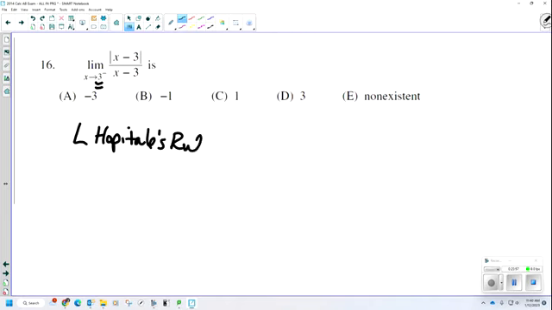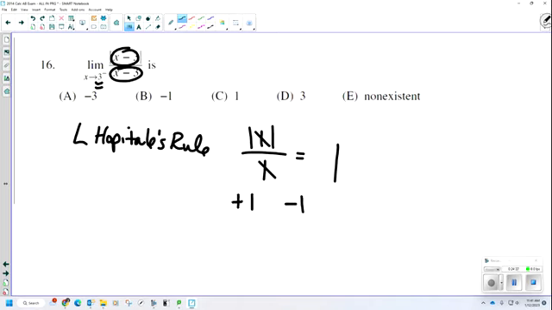And what that tells me is I take the derivative of the top and the derivative of the bottom separately. Okay? The derivative of the top is just 1. The derivative of the bottom is also 1. 1 over 1 is 1. However, the answer is not C. How come? The top, okay, if we have our x's, the top is technically the absolute value. Okay, it's +1 and it could be -1 over 1.